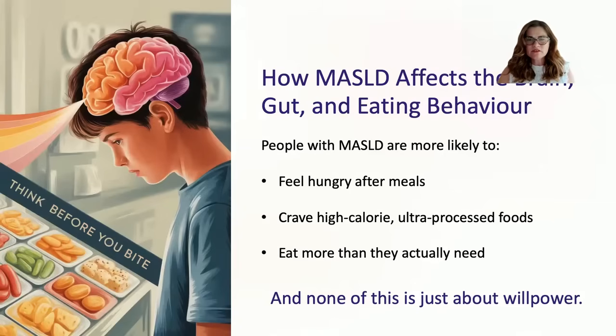So in MASLD, the brain's reward system doesn't quite work the way it should. Normally, when we eat, our brains release dopamine, a chemical that helps us feel satisfied. But with MASLD, that response is blunted, meaning people don't feel as full or satisfied after eating. And as a result, they might keep eating even if they've had enough.